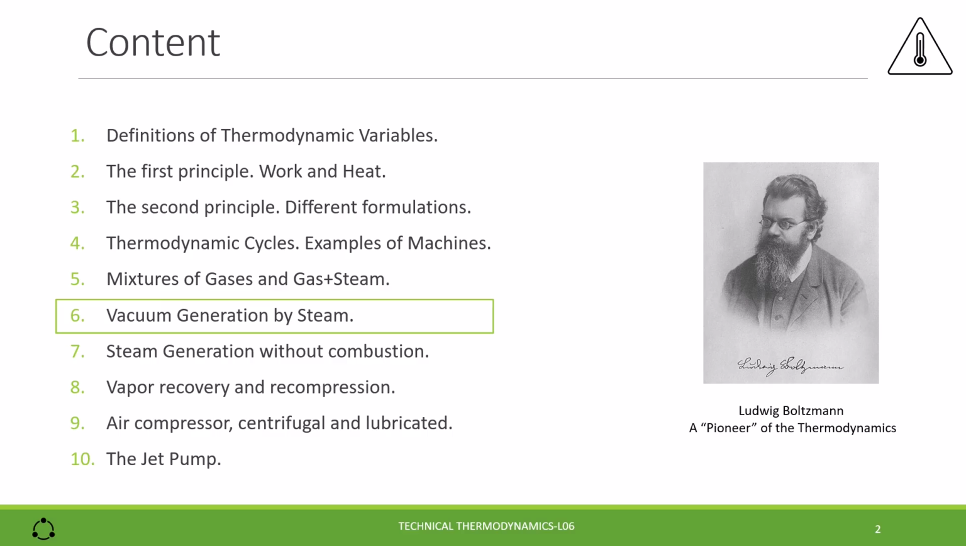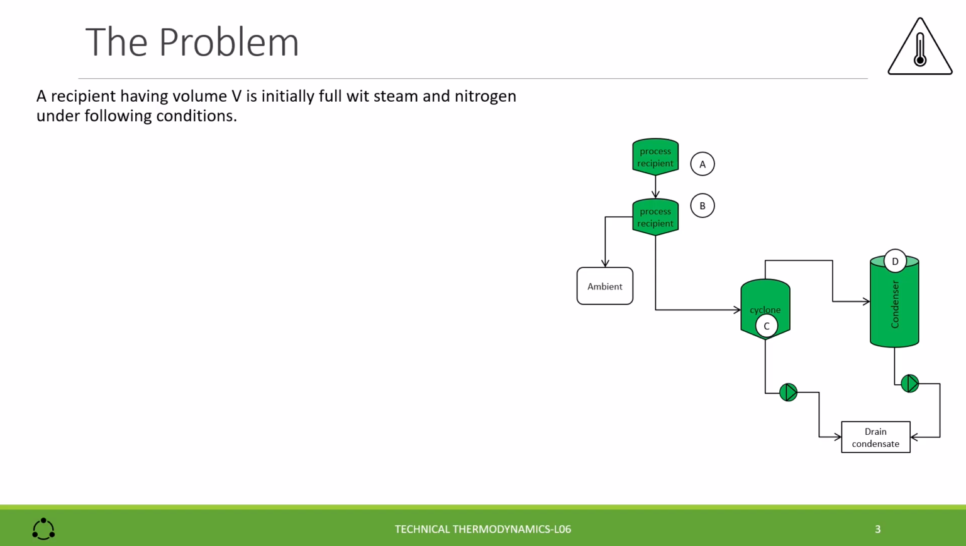In this lecture, we show an application of lesson 5, where we introduced the mixtures air and vapor. We will see how it is possible to generate vacuum in a system by a solely thermodynamic process, and we compare it with a conventional system, also mechanically driven, using vacuum pumps, to assess if and when it is beneficial. Let's see together what the problem is.